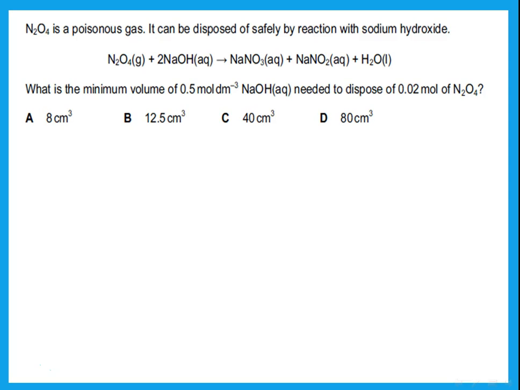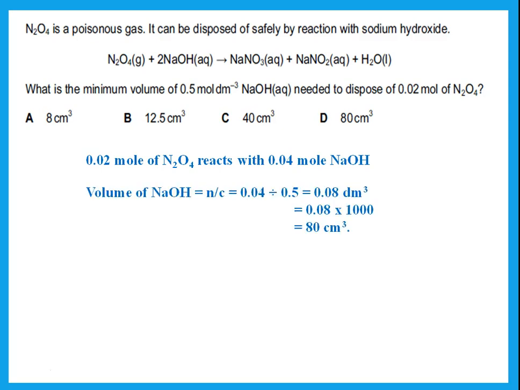So he says the number of moles of N2O4 is 0.02. And he's asking me about sodium hydroxide, so the first thing I should do is relate the number of moles, and then I can get the volume. So, if I have 0.02 mole, the equation tells me that 1 mole of N2O4 will react with 2. That means that the number of moles of sodium hydroxide should be twice the number of moles of N2O4. So, if I have 0.02 mole of N2O4, the number of moles of sodium hydroxide should be 0.04.